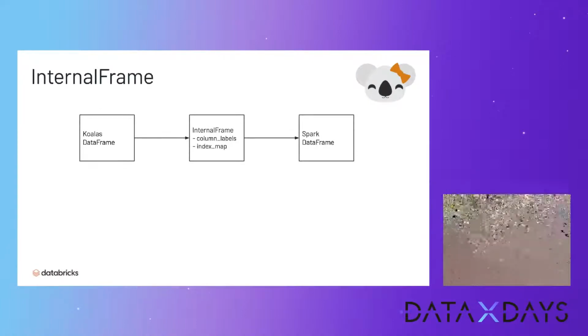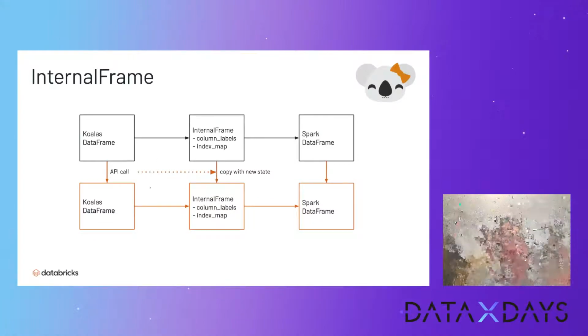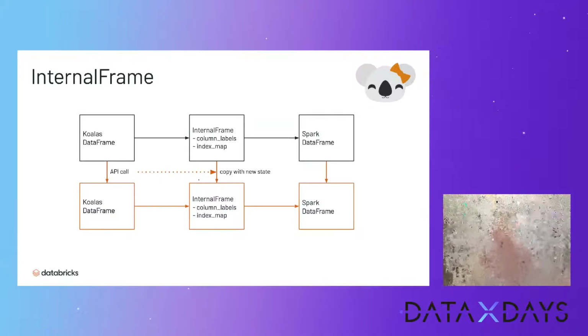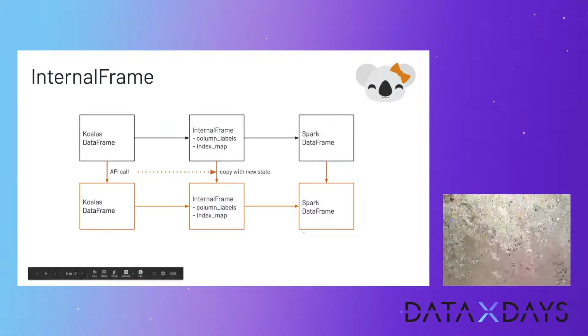So sometimes we're going to have an update of the Spark data frame where it's not actually necessary, and we're going to require only to update the metadata of our internal frame. An example of this would be renaming a column or setting the index by calling .set_index on the Koalas data frame. So in this instance, what happens is that we make the API call, we copy the Koalas data frame with the new state, so it has the same internal frame, all the while pointed to the same Spark data frame.